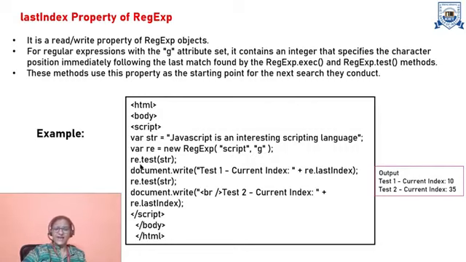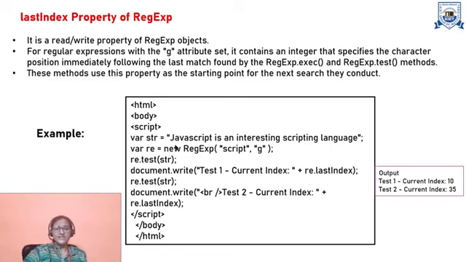re is the object, and as it is an object, we can use the method test, and in test we have passed this str. As test provides the result in the form of true or false, when str is passed to this test, it will test the pattern script. It will search this pattern in this str.